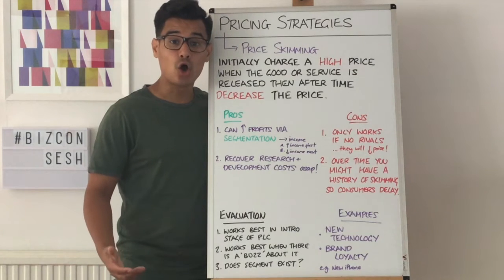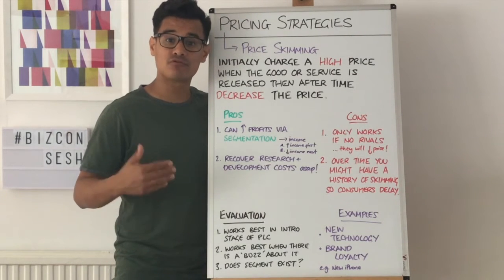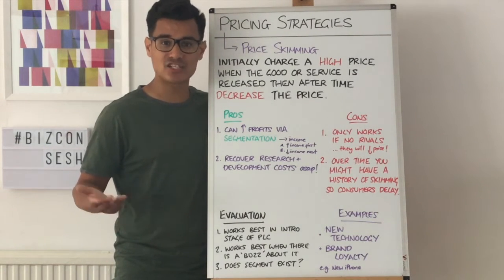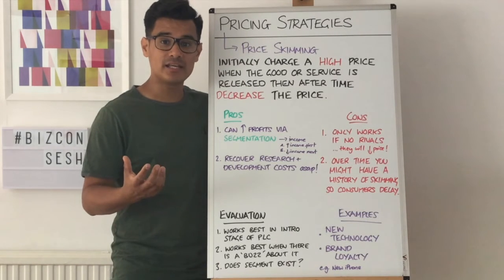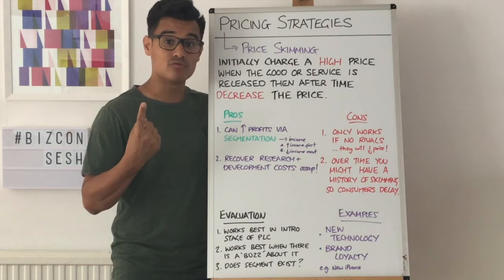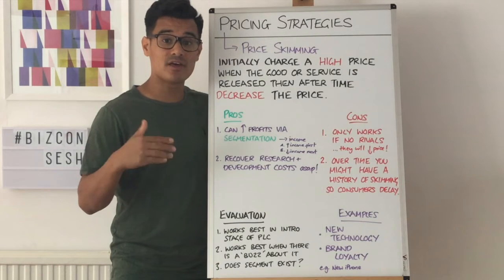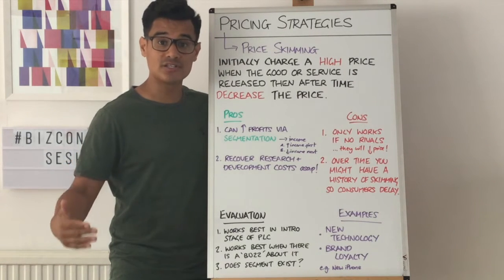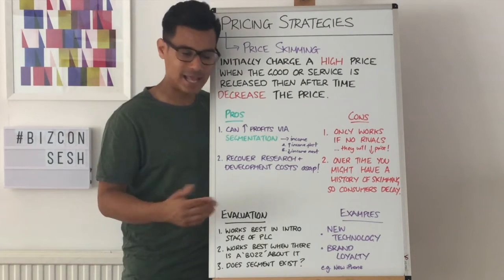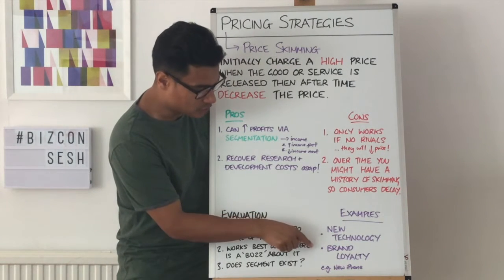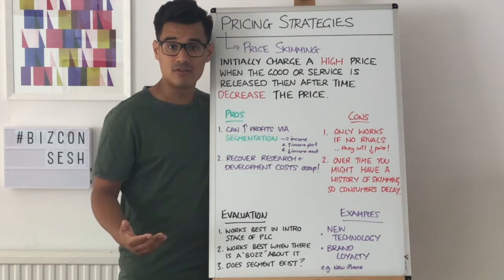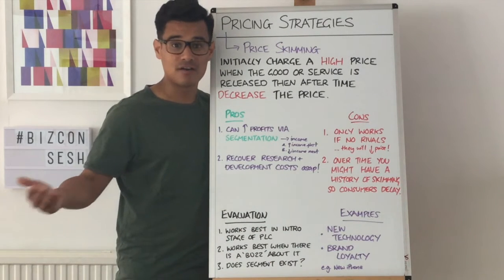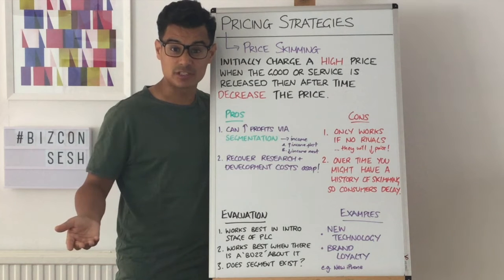Let's have a sesh on price skimming. So price skimming is a type of pricing strategy, and it's about when you initially charge a high price when you release the good or service, and then after time you decrease the price. Where this usually happens, examples: new technology, when there's high brand loyalty. An example of that would be the latest iPhone, whatever iPhone that is, iPhone 98 for example.